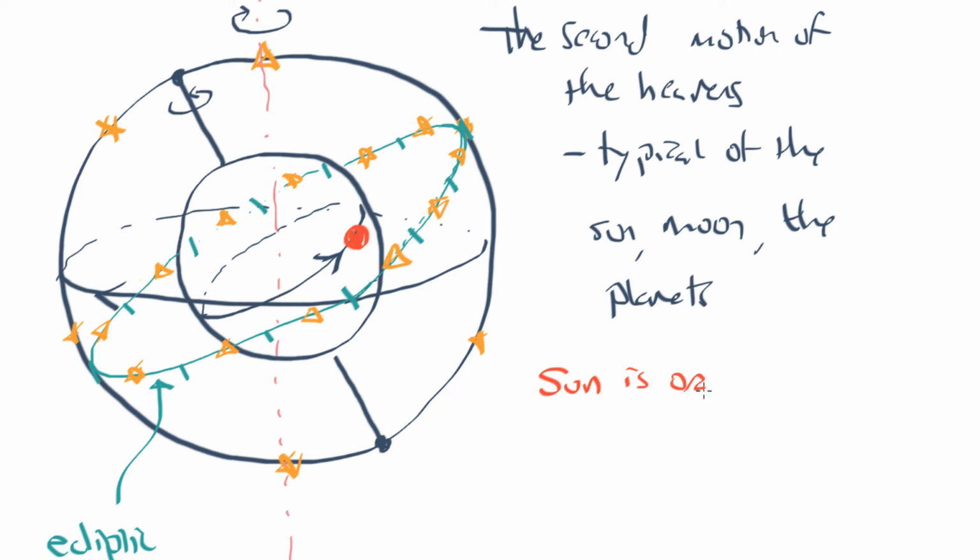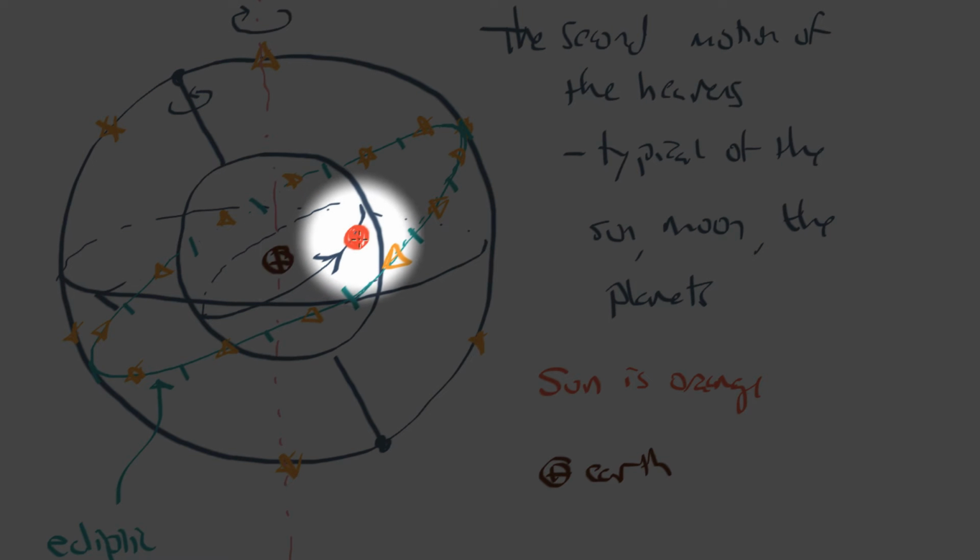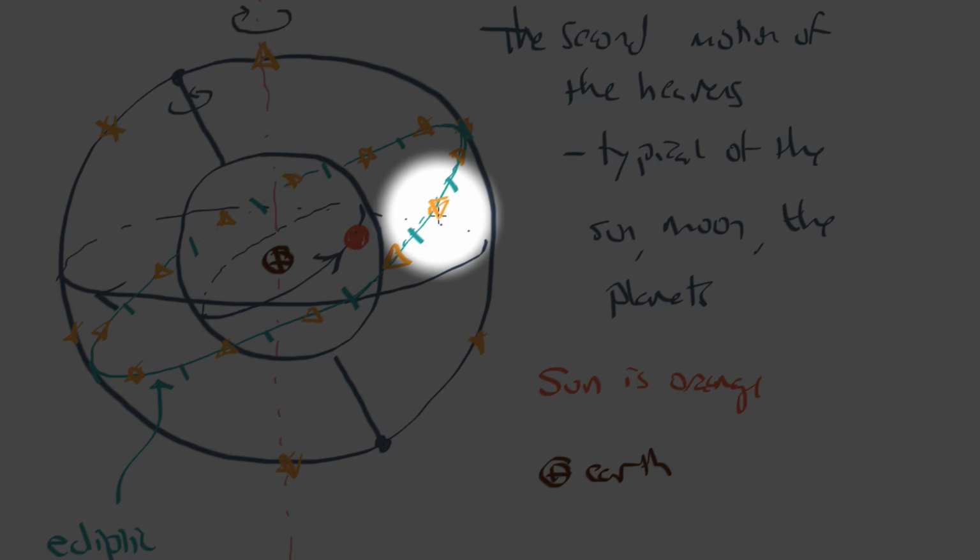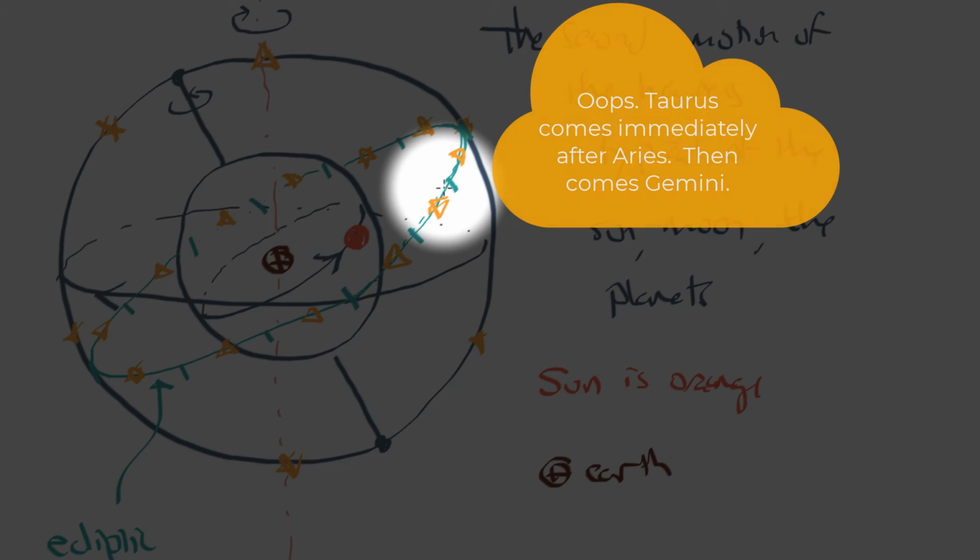The sun is orange in this diagram. If you were standing on the Earth, which is at the center of this entire system, so this is the Earth, and you were to look out at the sun, you would see the sun appear in front of a particular set of stars. So if this is Aries and this is Gemini, you would see the sun in front of Gemini.